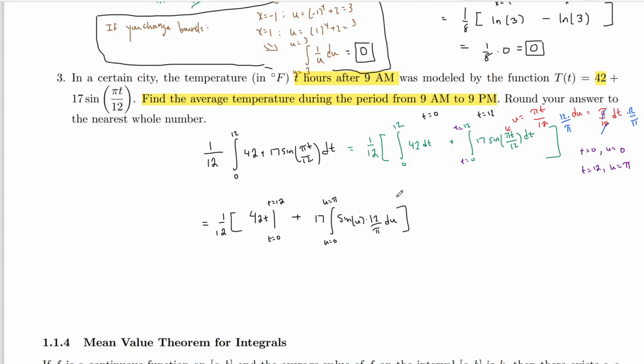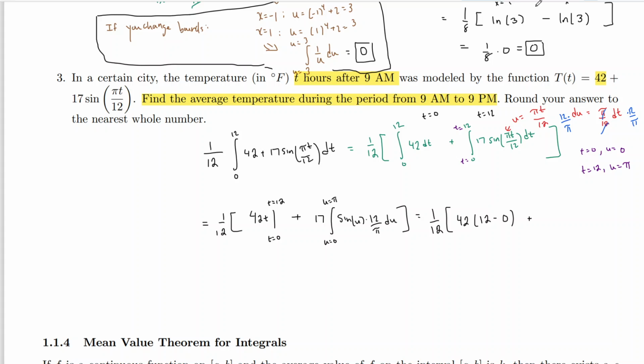Right? It might look a little confusing, especially with one being the t bounds, one being the u bounds, but if you just do them separately, try not to look at both at the same time, then it's not too bad. We got 1 over 12. For the first one, we have 42, and then we plug in t equals 12. Oops, because it's just 42t. When we plug in t equals 12, we get 12 minus, and then plug in t equals 0, we get 0. All right, so that's from the first one, and then plus.